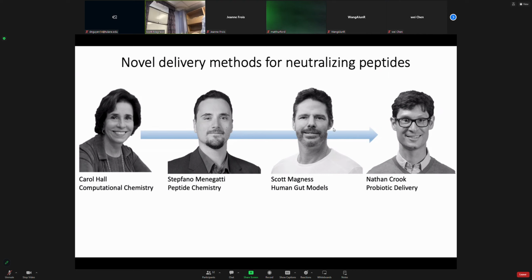The last two slides I have is we're trying to fix this. We're trying to develop new drugs to neutralize these toxins. These are my collaborators. Three of them are from NC State.